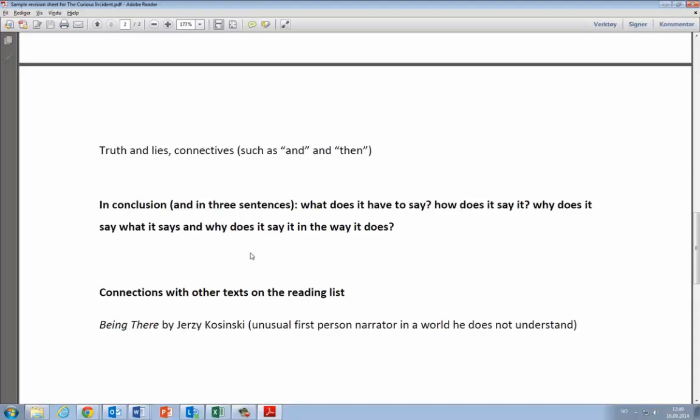The last point is primarily for the comparison. You may be given a question such as compare and contrast the way in which two texts use a first-person narrator. So then you need obviously to find two texts that have this narrator. Now this is just a brief survey.